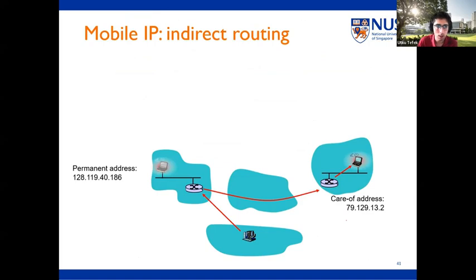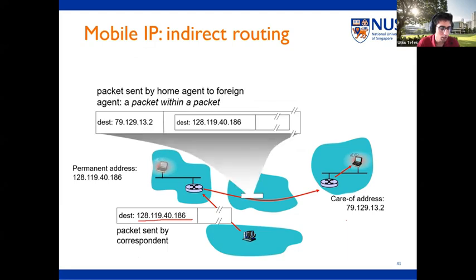Okay, so now let's see how encapsulation is done in the indirect route. The correspondent first sends the packets with the destination address the same as the permanent address of the mobile. Then the home agent encapsulates that original datagram into a new datagram with the destination address the same as the care of address registered with the home agent.